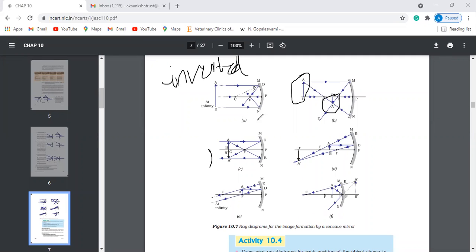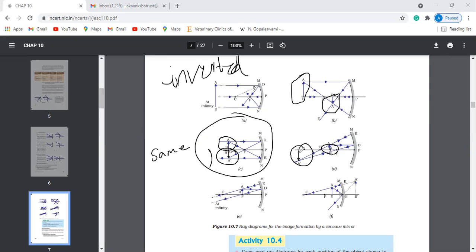In this particular case, see properly, the height of the object and the height of the image are the same. So there is no change. Okay, see here, you have a candle, in this size. But see the image of the candle.